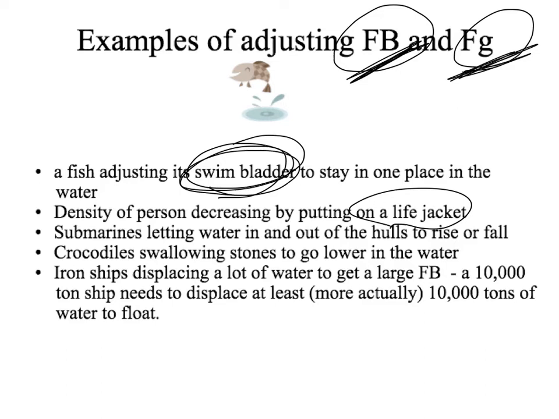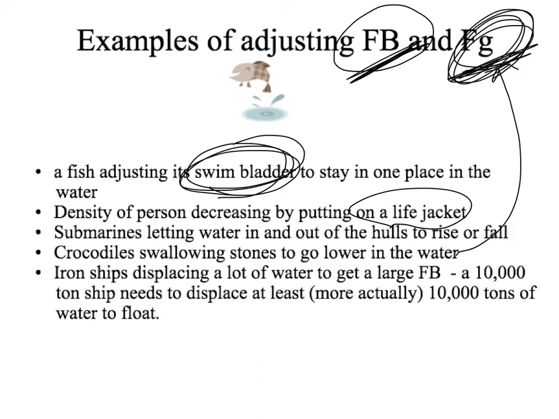And so when you're in the water, you displace a whole lot more water, but you're not adding a lot of weight. Life jackets don't weigh very much. You put it on, you don't add a lot of weight to yourself, but you are displacing a whole lot more water, so your buoyant force goes up. Submarines are going to adjust their F sub G by letting water in or out of the hulls to rise or fall. Crocodiles swallowing stones, they're also adjusting their F sub G.